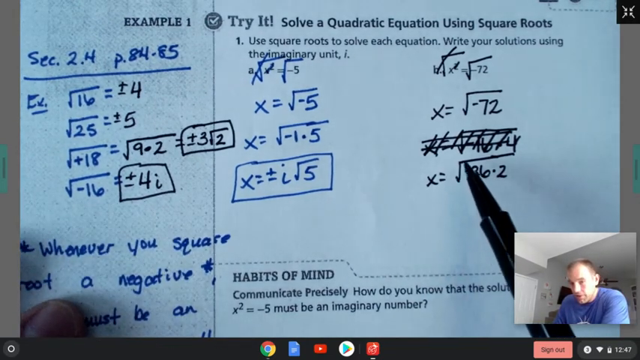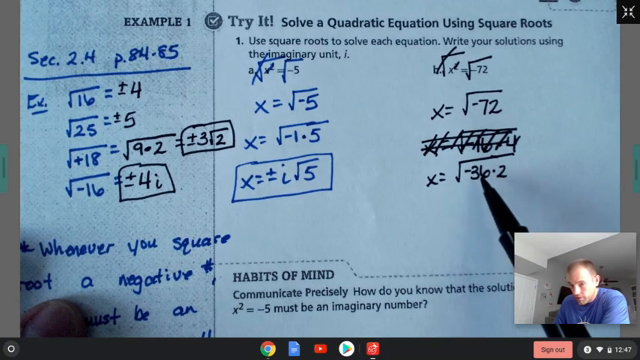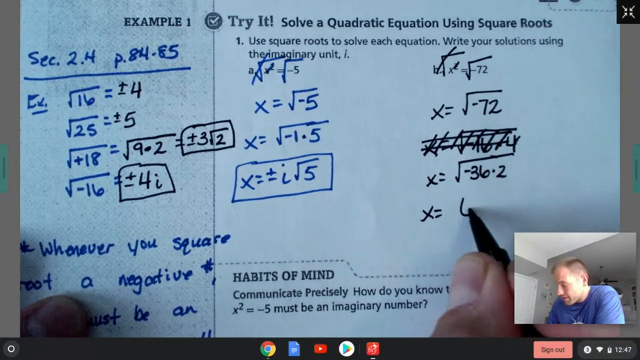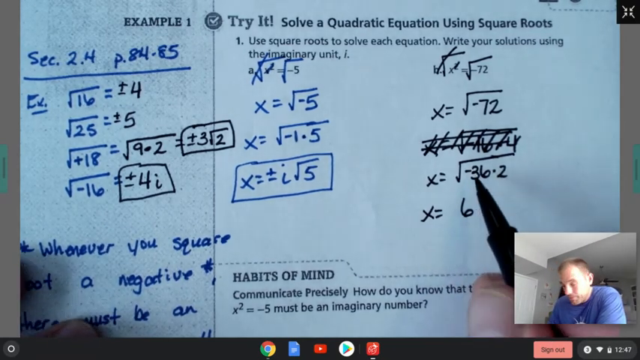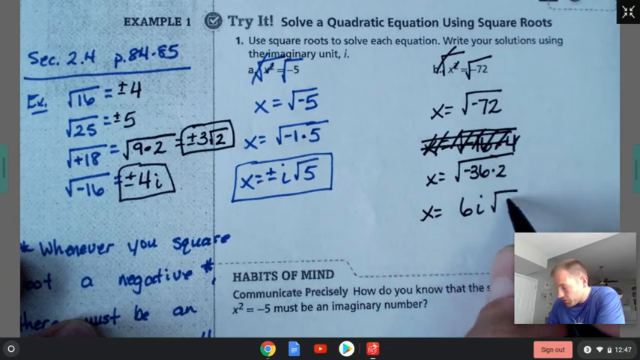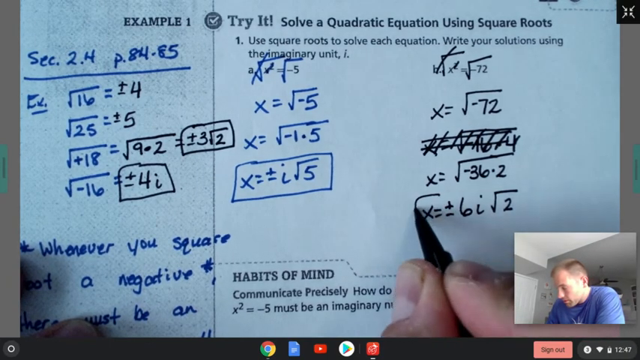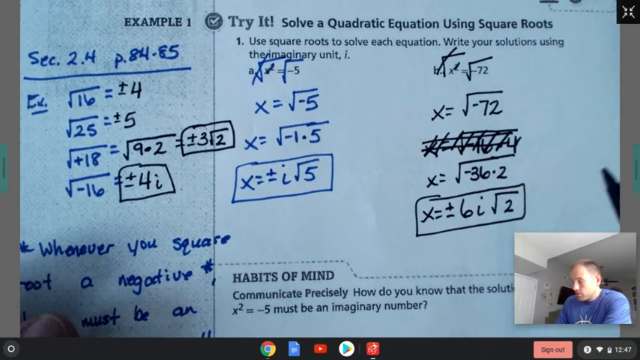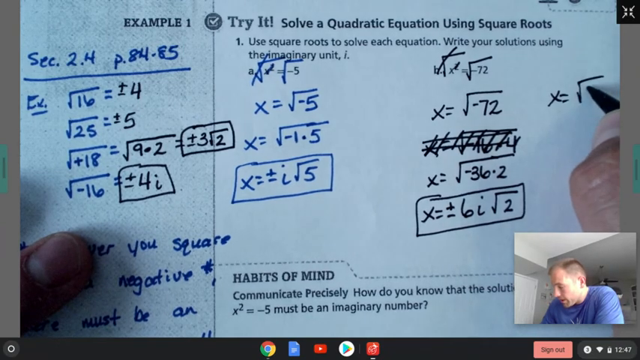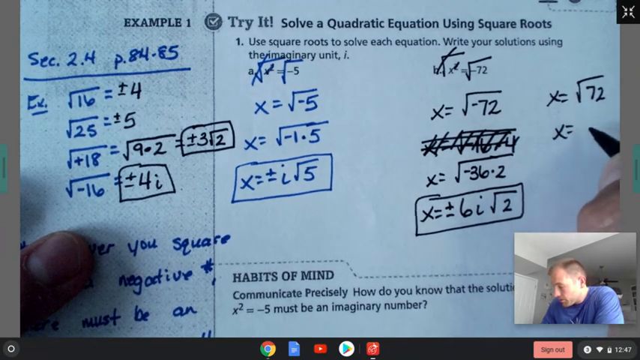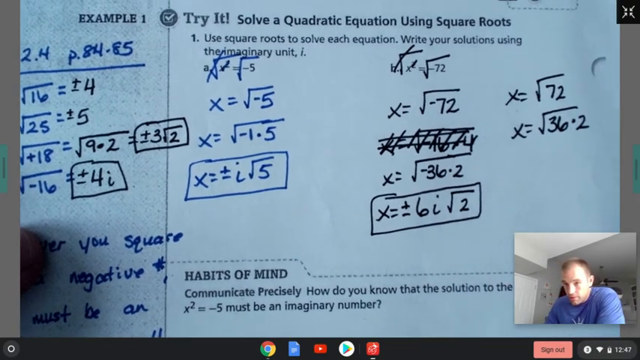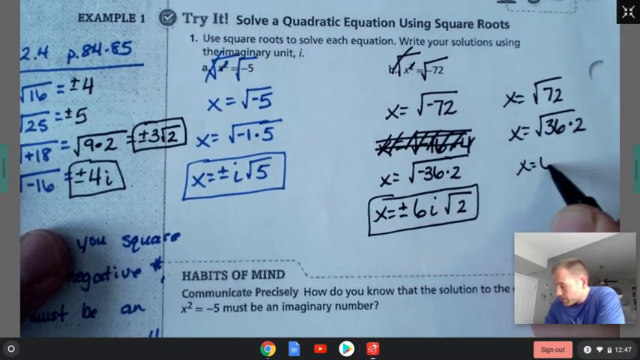And then if you've done it right, you should know the square root of one of these. The square root of negative 36, the square root of 36 is 6. But since it's negative, I have to put 6i. Okay? And then the 2 just stays where it was. So the same thing would happen if I did this problem, but it was the square root of positive 72, I would do the exact same steps. 36 times 2, and the square root of 36 would just be 6.